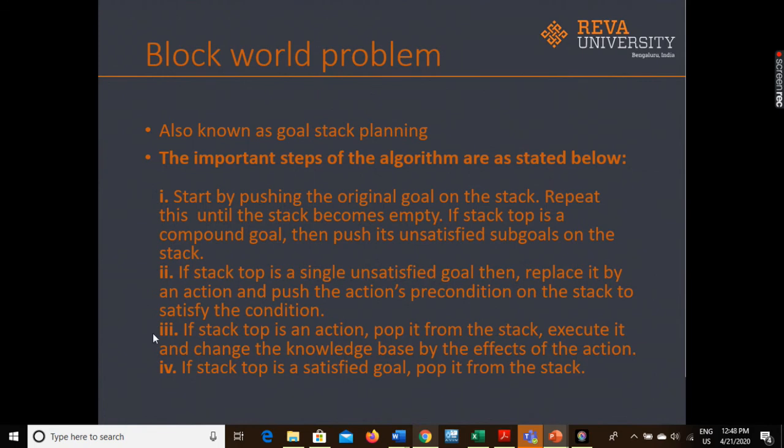Now if the top of the stack is an action, pop it out of the stack, execute it, and then change the knowledge base by the effects of the action. If the stack top is a satisfied goal, then pop it from the stack. Now these are the 4 important steps that we will be performing iteratively.